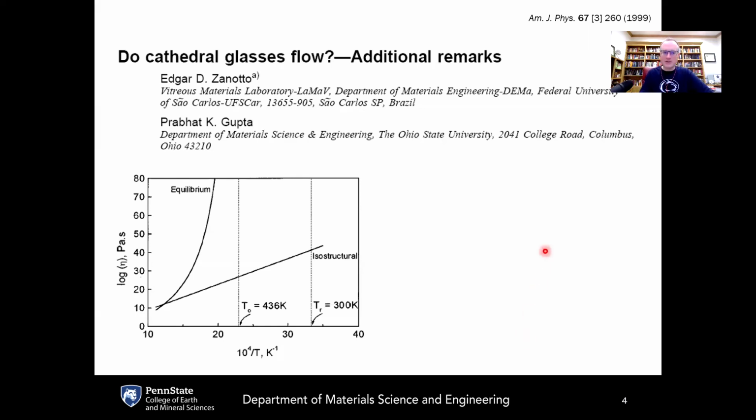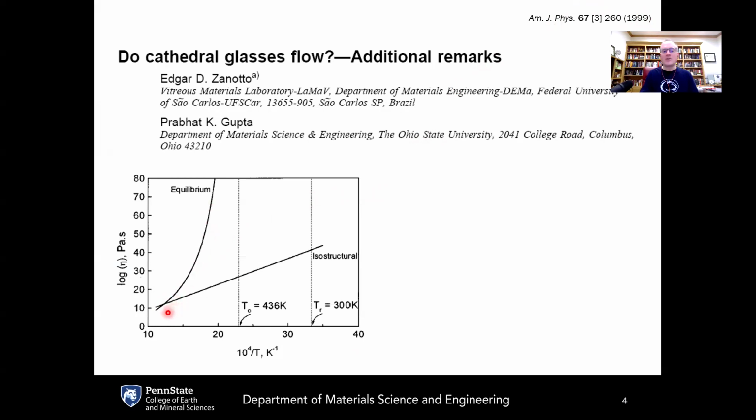So that paper got a lot of attention, but there was one reader who questioned one of the assumptions that was made there, and that was another good friend of mine, Professor Prabhat Gupta from Ohio State University. And together, Zanotto and Gupta published this follow-up paper in the American Journal of Physics in 1999, where they argued that that Vogel-Fulcher-Tammann equation really is only meant to describe the temperature dependence of the viscosity of the equilibrium liquid phase.